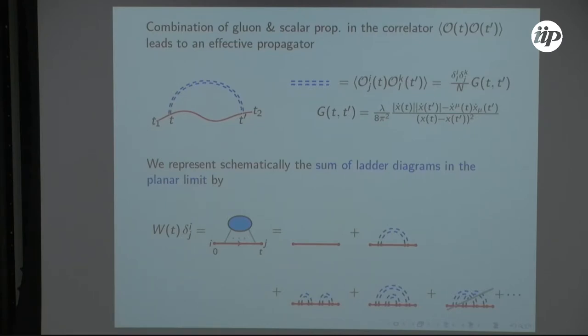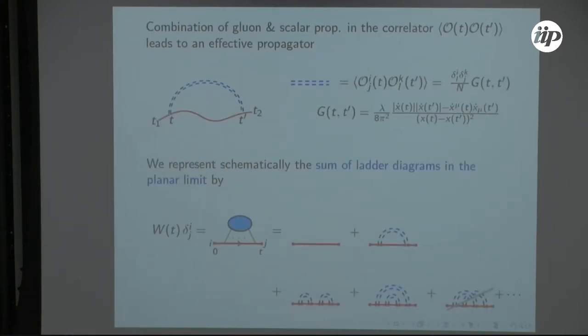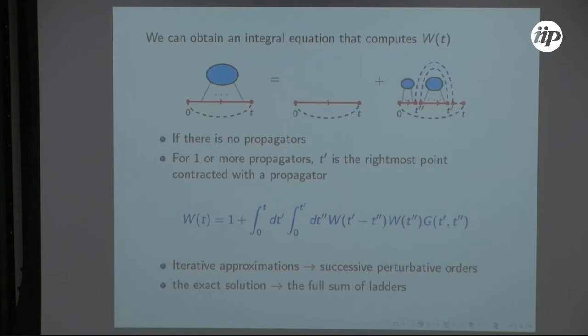OK, but how can we get an integral equation for this guy? So the idea goes as follows. Now we are tracing this W we were having here. So this blue blob, there are two possibilities. Either you have no propagator, or you have at least one. If you have no propagator, it is just the trace of this, which is n, but if you recall, there was a 1 over n in the normalization, so this is just 1.